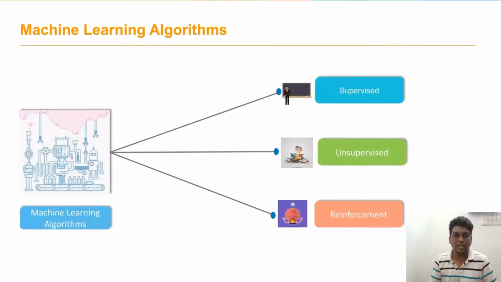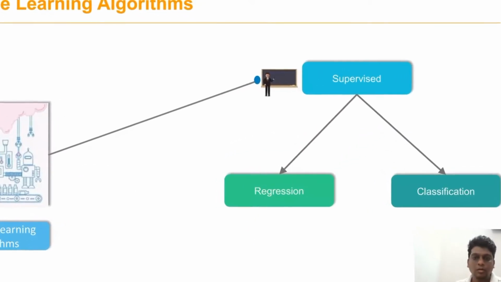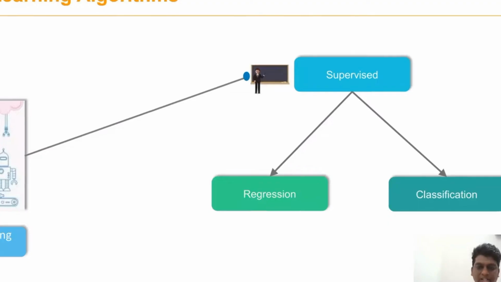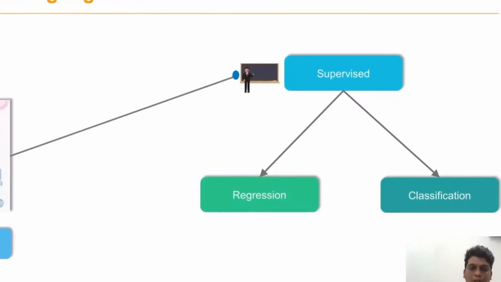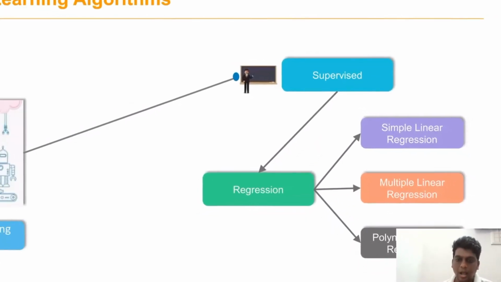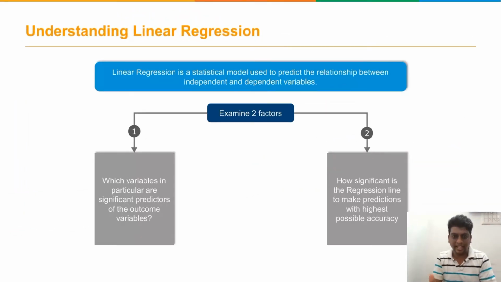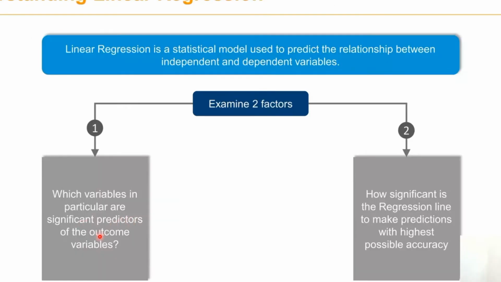Normally machine learning algorithms are classified into supervised, unsupervised and reinforcement learning. Supervised learning is classified into regression and classification types. Regression is subdivided into simple linear regression, multiple linear regression and polynomial regression. When we go for linear regression, we are going to examine two factors. The first is the variables that determine the outcomes. The second is how significant the regression line is. These two factors should be examined to predict with a high level of accuracy.